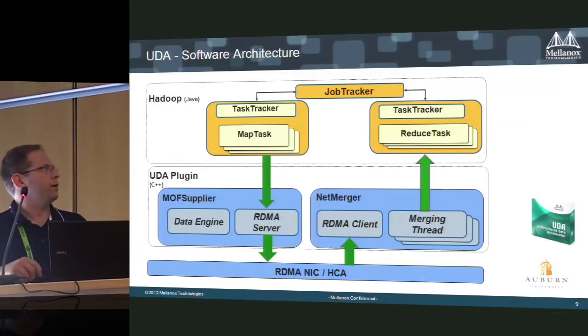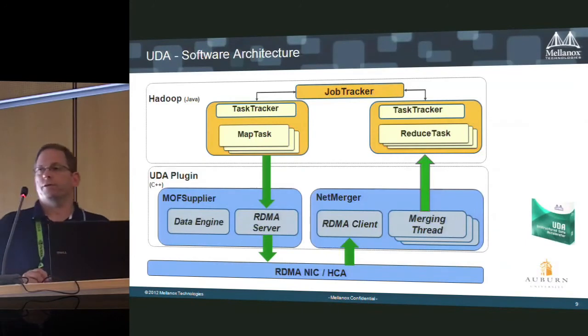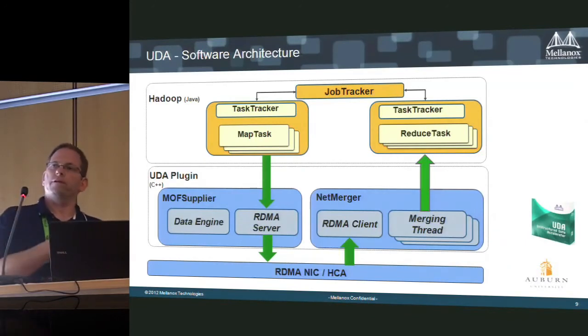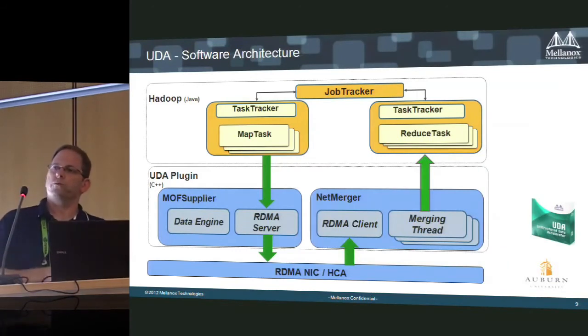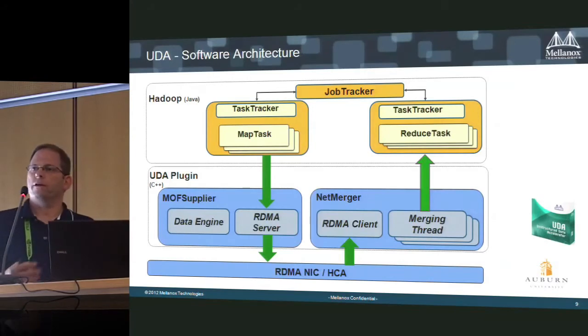The results that we see today are around a 50% reduction of the total execution time. So vanilla versus the UDA portion, which is the same distro, just with the UDA plugin inside of it, gives you 50%.